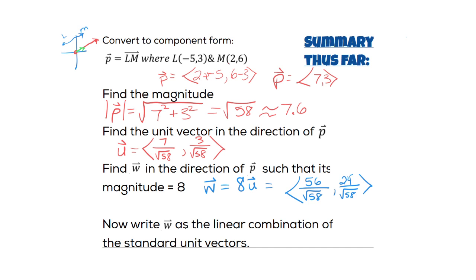If I were to go find the magnitude of that, it would end up having a magnitude of 8. The last thing is to write this vector W that I just found as the linear combination of the standard unit vectors. That is so crazy wordy, but it's kind of fun to say if you say it fast after a while.